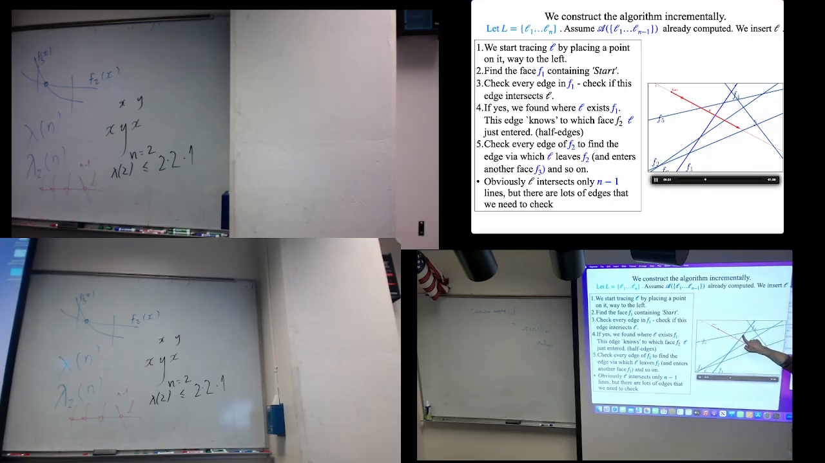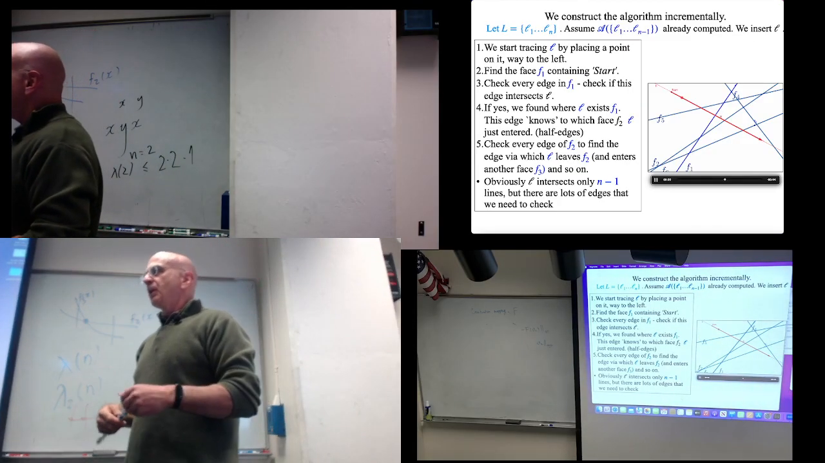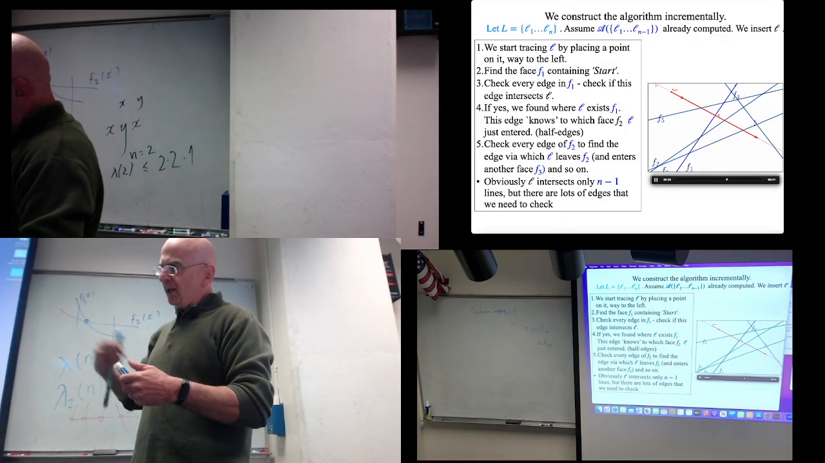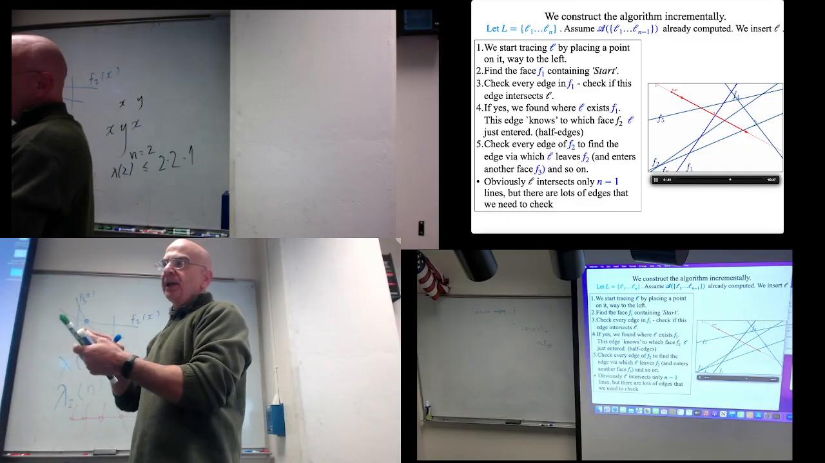I'm going to check each one of the edges of the next face to find where the exit point of this line is, which is the entry point to the next face. Check all the edges of the next face until you find the exit point, and so on. Trace the line from one face to the next one, to the next one, until it gets to plus infinity. That's the whole algorithm. Every face that the line enters, check at which edge the line exits.